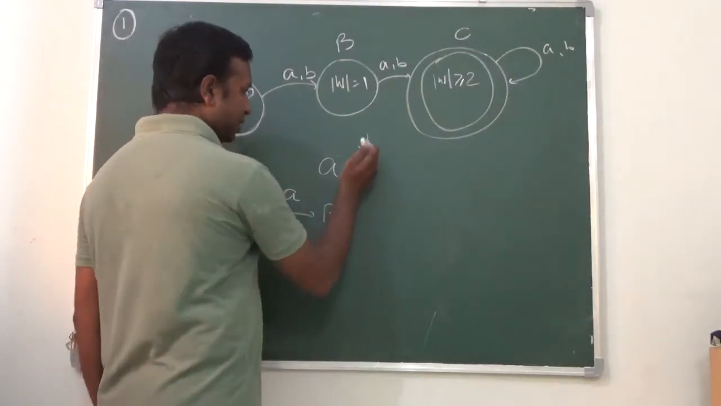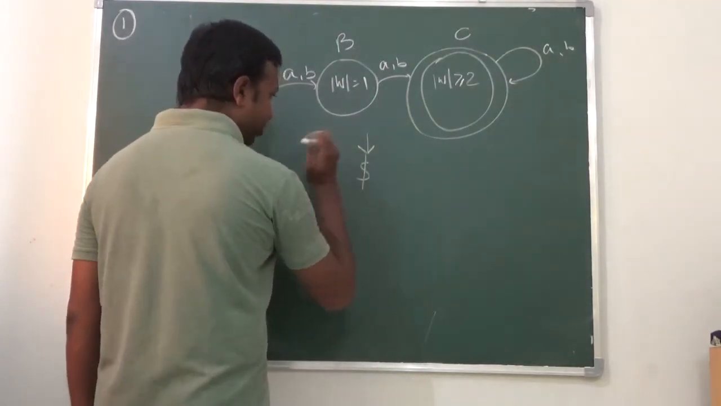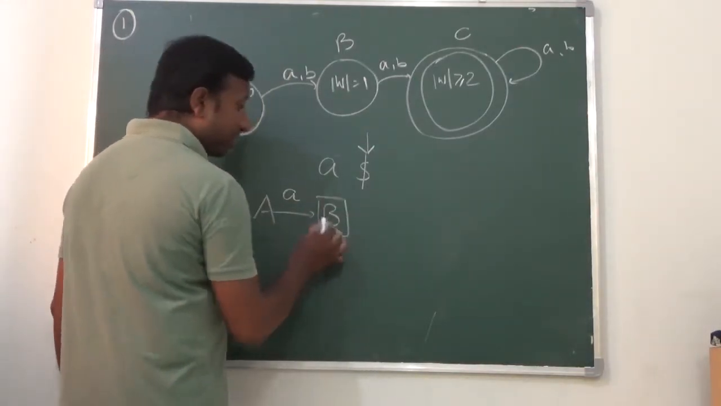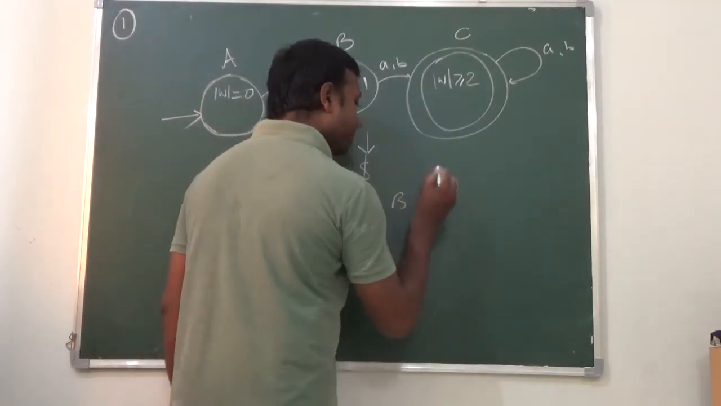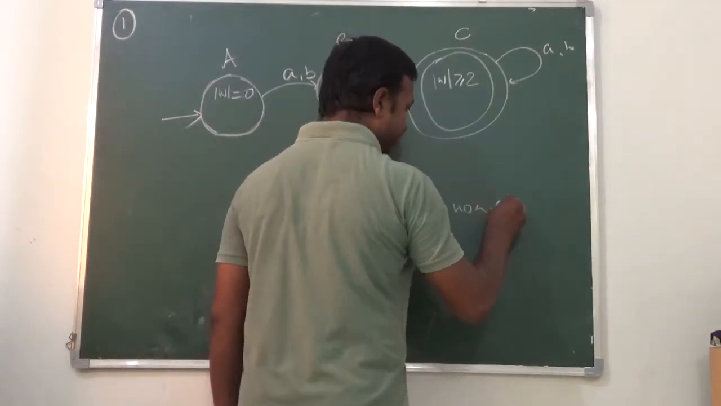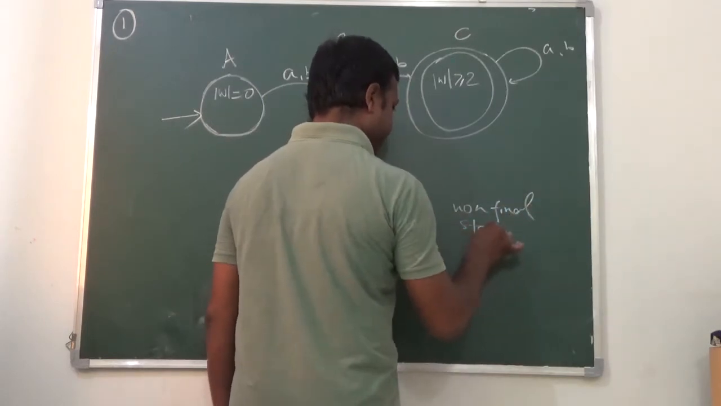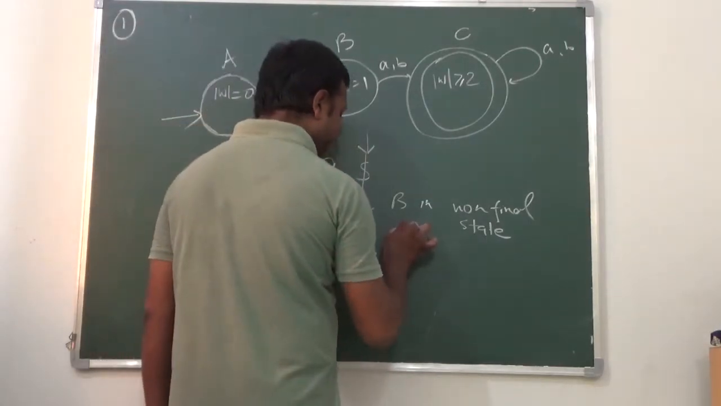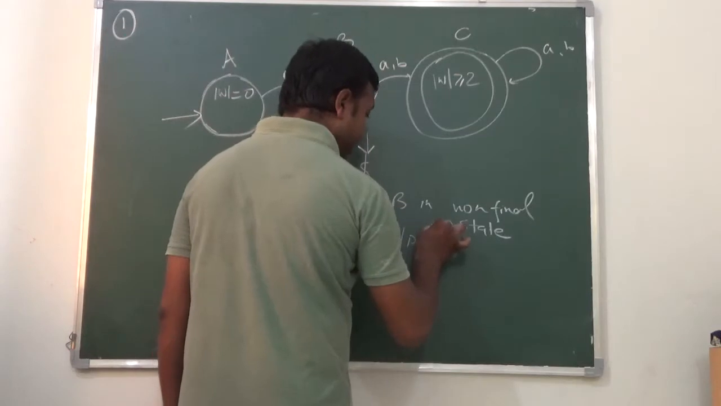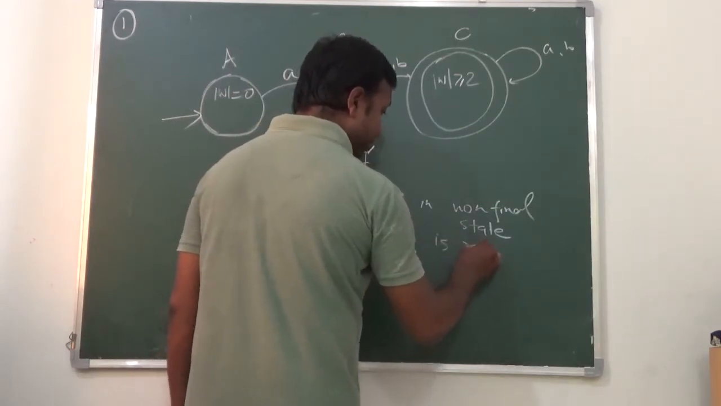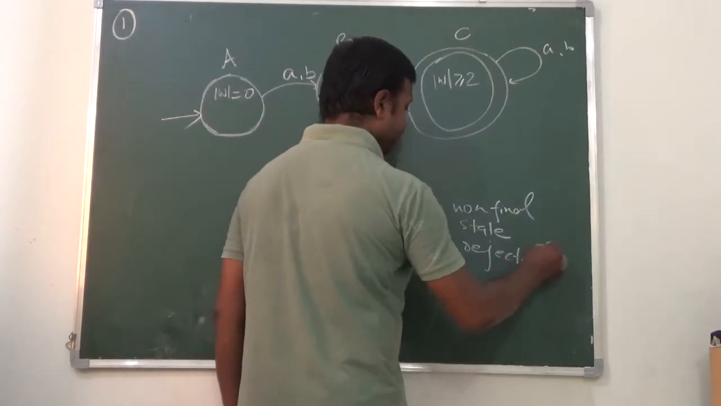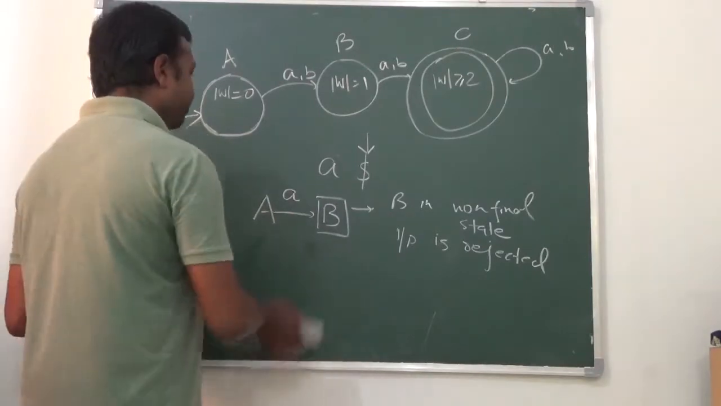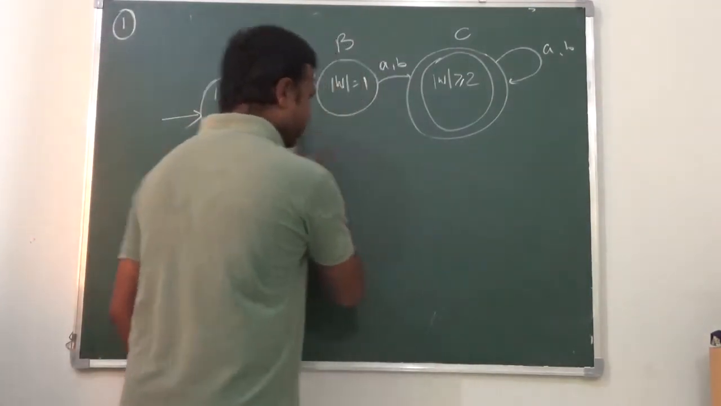Here the read head is reading $. So what is the last state we are getting? It is B. Since B is a non-final state, the input is rejected by this model, right?